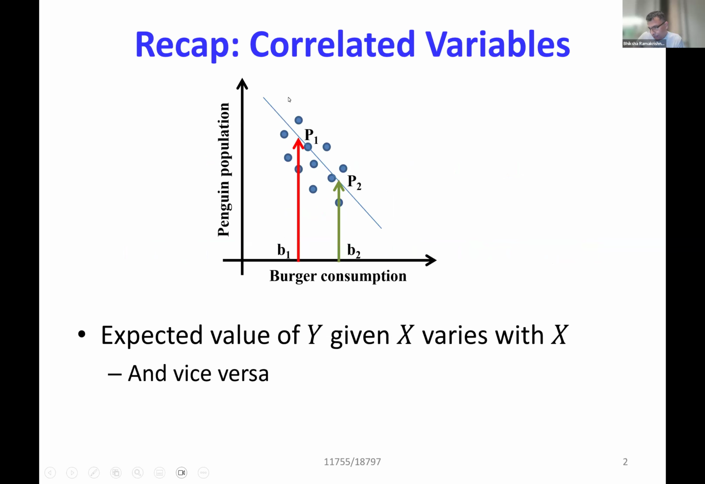Here in this example, I have a scatter for a set of bivariate data points. Our example was burger consumption and penguin population. The expected penguin population when burger consumption is B1 is different from the expected penguin population when burger consumption is B2. So these are correlated variables. The expected value of y given x varies with x.